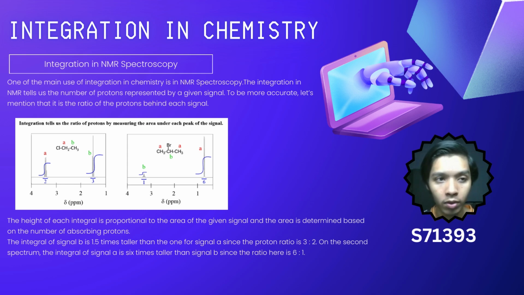Integration in chemistry. One of the main uses of integration in chemistry is in NMR spectroscopy. The integration in NMR tells us the number of protons represented by a given signal. To be more accurate, it is the ratio of the protons behind each signal.